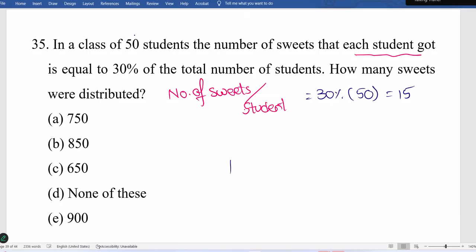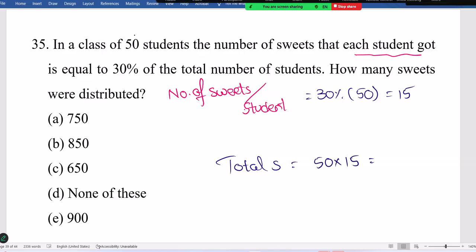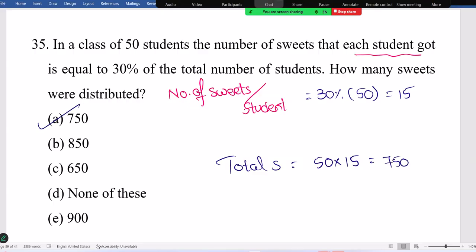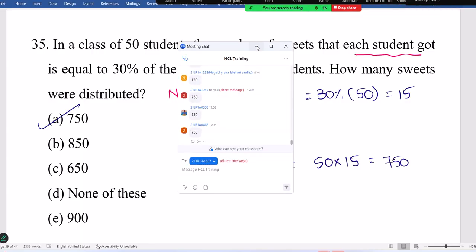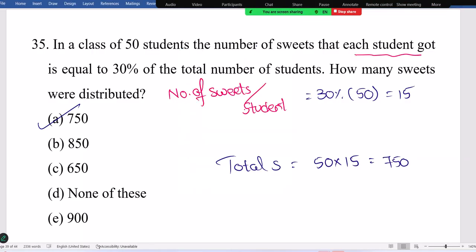Now how many sweets? Total sweets is equal to 50 students, each one getting 15. 750 sweets were distributed. Great. Perfect, dear. Now see the next one.